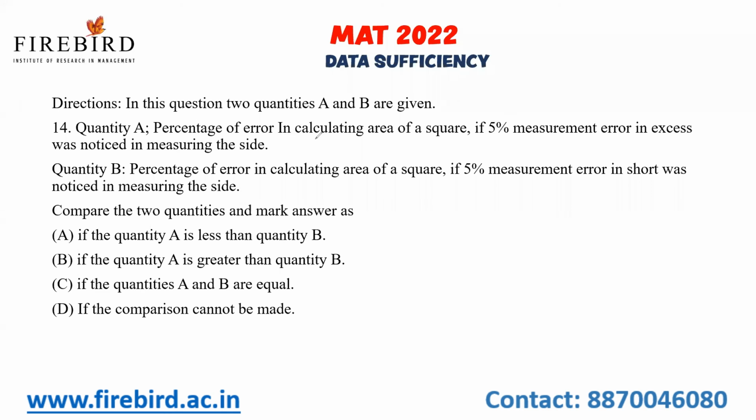14th one. Percentage of error in calculating area of a square. If 5% measurement error in excess was noticed in measuring the side. So what is A plus B plus AB by 100? 5% error is noticed, right? Percentage of error in calculating the area of a square, we have to use this formula. 5% in each side, excess. So 5 plus 5 plus 5 into 5 by 100. Our answer will be equal to 10.25.